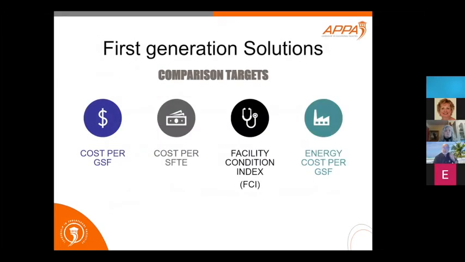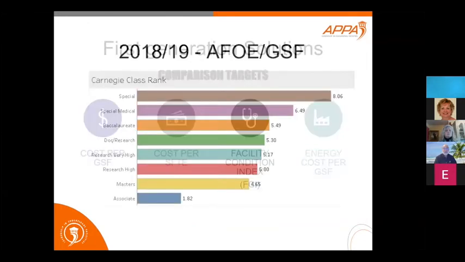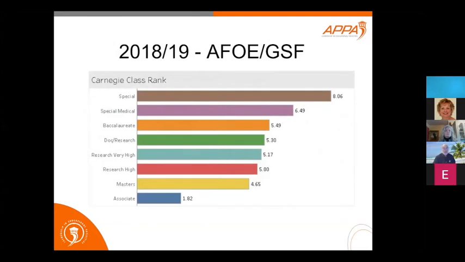Let's go back and look at some different examples of the different generations and the solutions. So basic comparison targets were something like cost per square foot or cost per student FTE, or maybe you were looking at the facility condition index, or you're potentially looking at the cost per gross square foot to heat and cool the campus and provide lighting. Well, that's easy to do, and there were some simple charts that can be generated, and we'll look at a number of them.